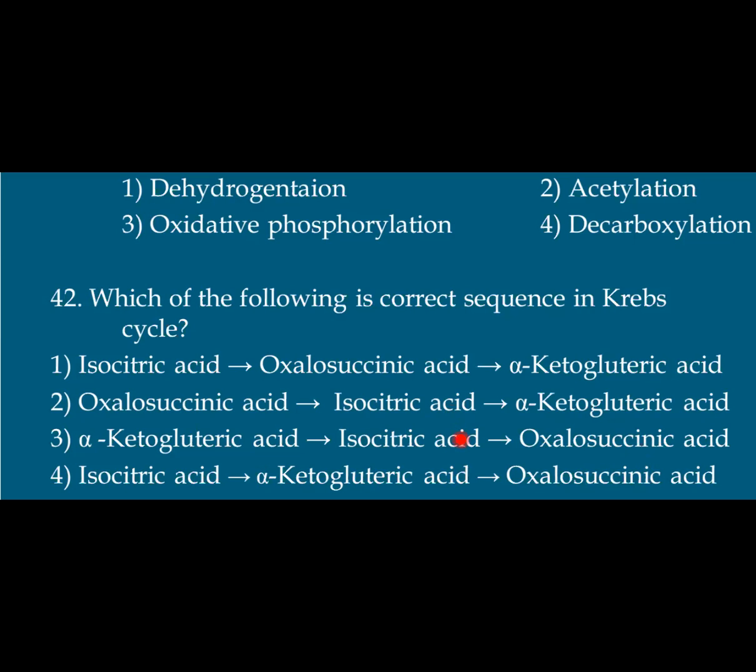So the proper sequence is isocitric acid, which is a 6C compound, converts to an intermediate compound, oxalosuccinic acid, and that converts into alpha ketoglutarate. You should know that isocitric acid is 6C, oxalosuccinic acid is also 6C, and alpha ketoglutaric acid is 5C. Option 1 is the right answer for this question number 42.